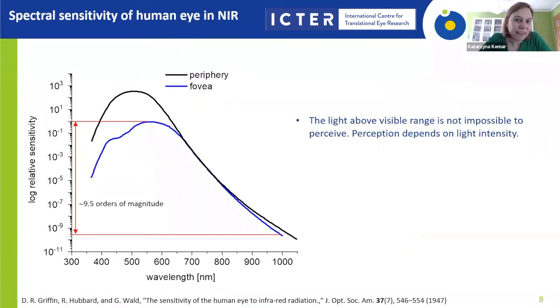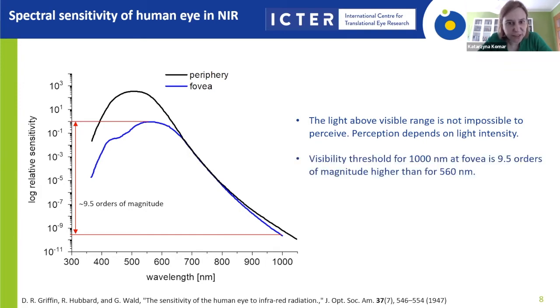It is nothing special that light above the so-called visible range is perceived, because the perception of light depends on light intensity. Even in 1947, it was measured that when we use very intense light, we can perceive it up to 1000 nanometers. The threshold of perception is of course higher, 9.5 orders of magnitude higher than for the maximum of foveal sensitivity, which is at 560.